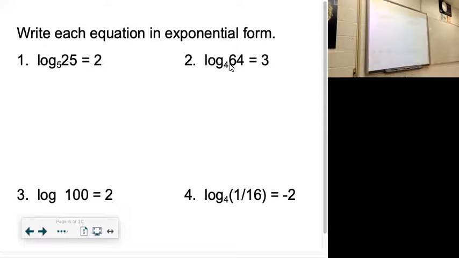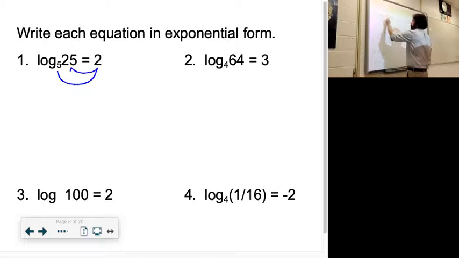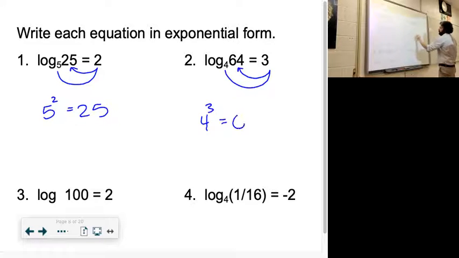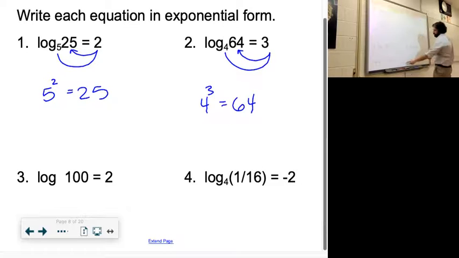So this is just a little bit of practice for writing each equation into the exponential form. You can get through these pretty quickly, right? So log base 5 of 25 equals 2 can translate into the exponential form as 5 raised to the second power equals 25. You're just working with the properties of the logarithm. Log base 4 of 64 equals 3. Again, 4 to the third power is equal to 64. And you should remember this from the Algebra 2 curriculum.